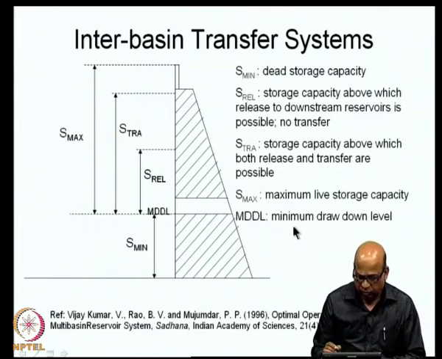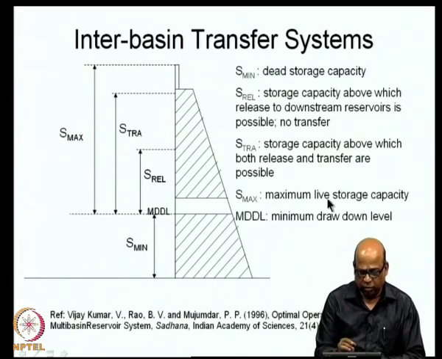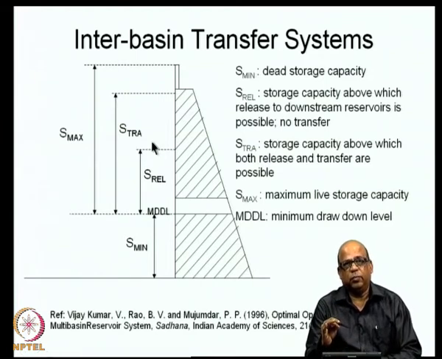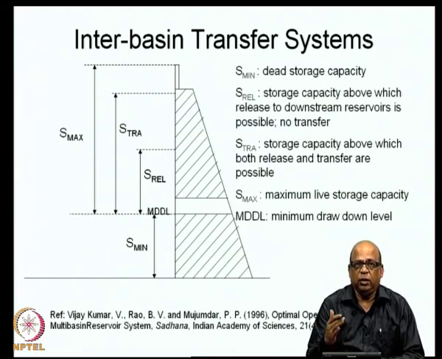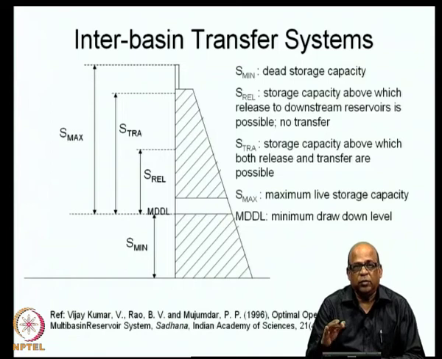The MDDL, which is the minimum drawdown level, is known. The S max, which is the maximum live storage capacity from MDDL, is known. So, these two are fixed. We need to look at what should be the optimal SREL and the optimal STRA, such that this large system becomes reliable in terms of its ability to meet the demands at all the locations. And subsequently, if we are able to meet the demands, we will start looking at whether we can increase the irrigation potential, and therefore increase the utilization value of the water itself.